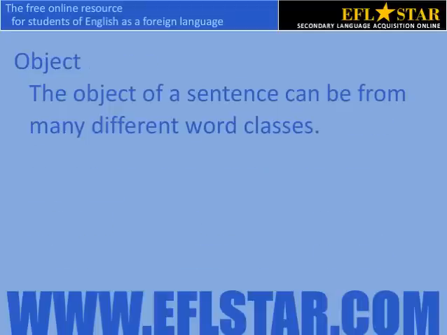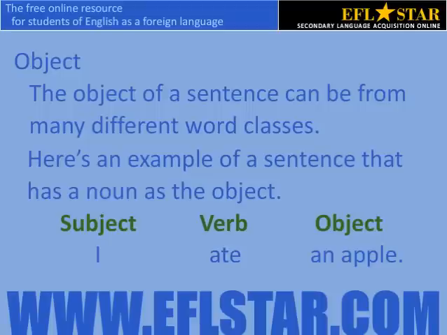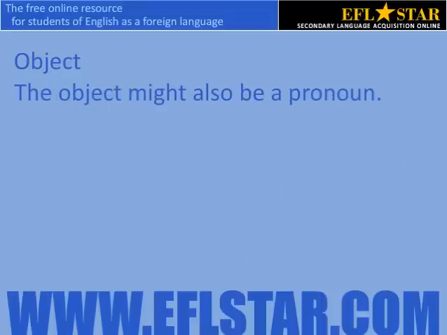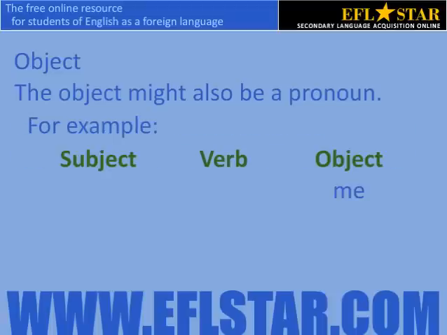Object. The object of a sentence can be from many different word classes. Here's an example of a sentence that has a noun as the object. I ate an apple. The object might also be a pronoun. When a pronoun acts as the object in a sentence, it is called an object pronoun. For example, me: she found me. You: I saw you. Him: she hugged him. Her: he loved her. It: they touched it. Us: he helped us. Them: I see them.